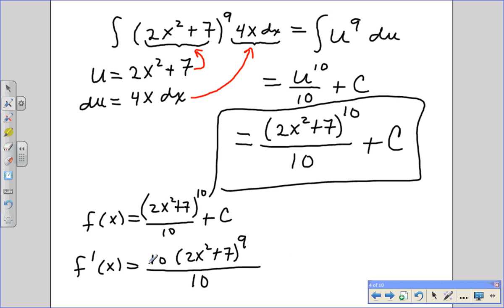And sure enough, the 10's cancel, and you're right back to where you started. Oh, sorry, times the derivative of what's in the parentheses, 4x. And you're right back to where you started. Don't forget the chain. So anytime you take an integral, whether you use the u-substitution or not, you can always check your answer by taking a derivative and getting back to where you started.